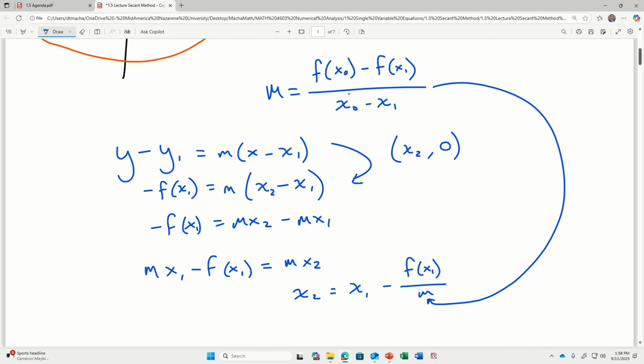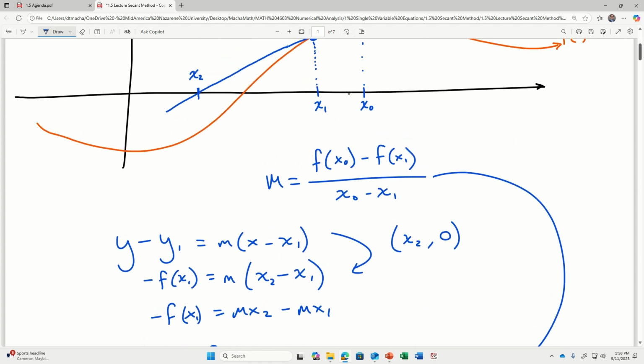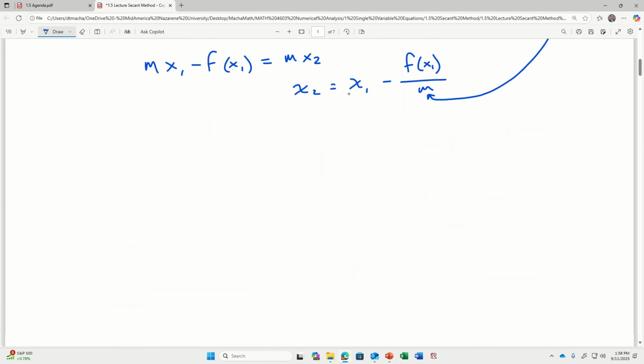So anyways, my point is you can derive this secant method formula kind of by drawing a picture like this, draw a secant line, figure out where the secant line is going to intersect, and then you eventually get back to here. But it's important that you know the secant method formula and you can use it.